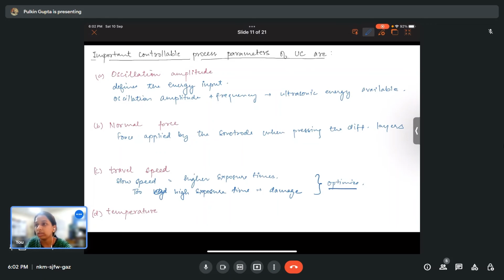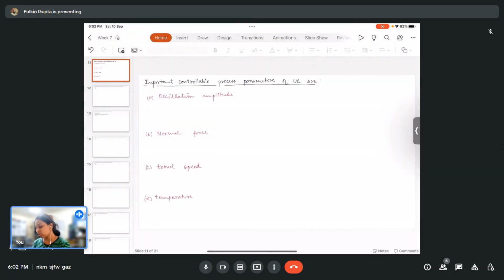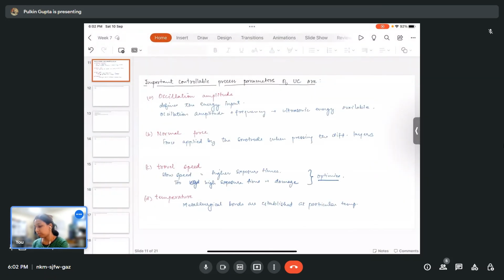And the last one is the temperature. These metallurgical bonds can be established at particular temperatures only. So you should always try to maintain those temperatures and provide preheat so there is proper consolidation. Okay, so this was all about laminated object manufacturing.